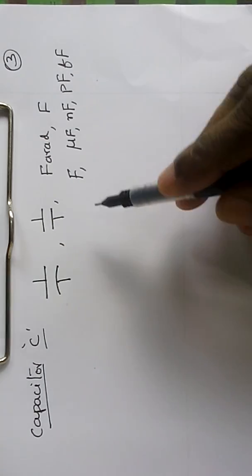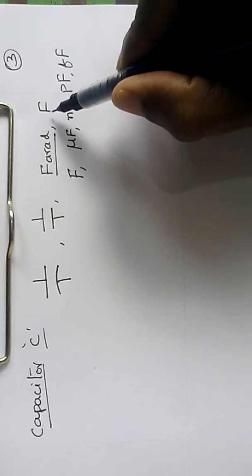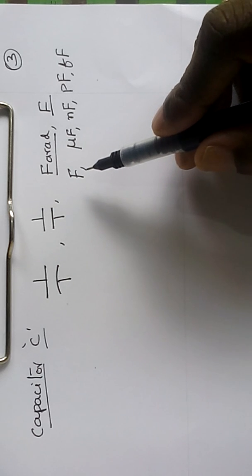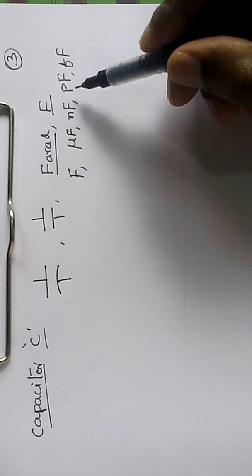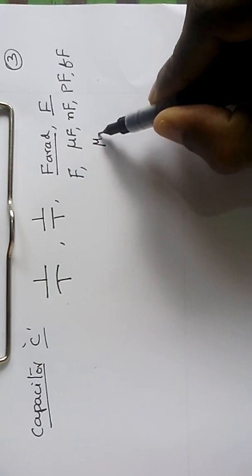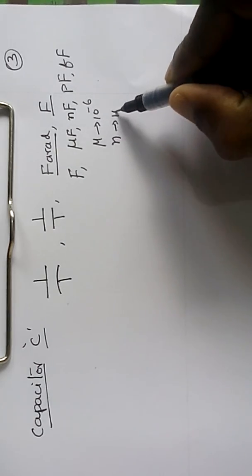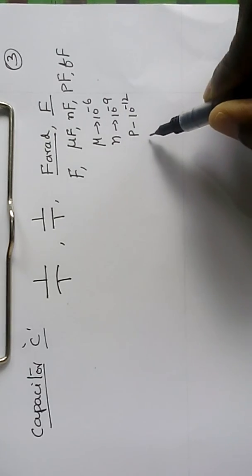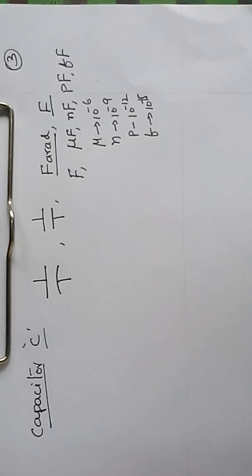of the same length. The unit of capacitance is farad, represented as F. The capacitance value varies from farad, microfarad, nanofarad, picofarad and femtofarad. So micro is 10 power minus 6, nano is 10 power minus 9, pico is 10 power minus 12 and femto is 10 power minus 15.